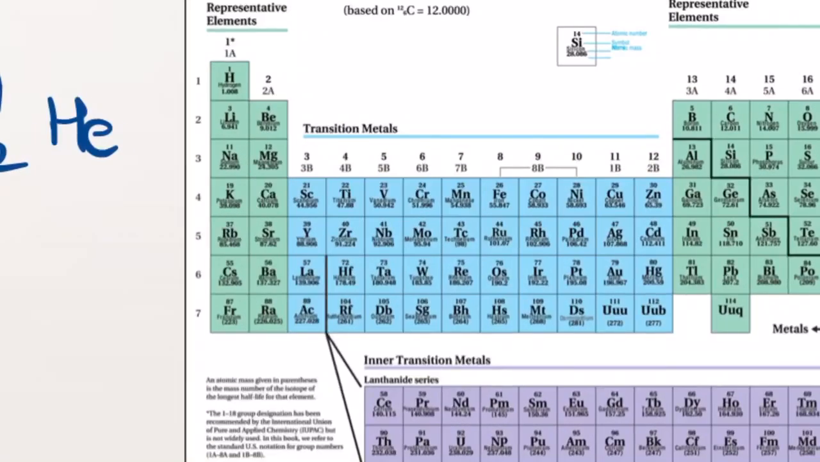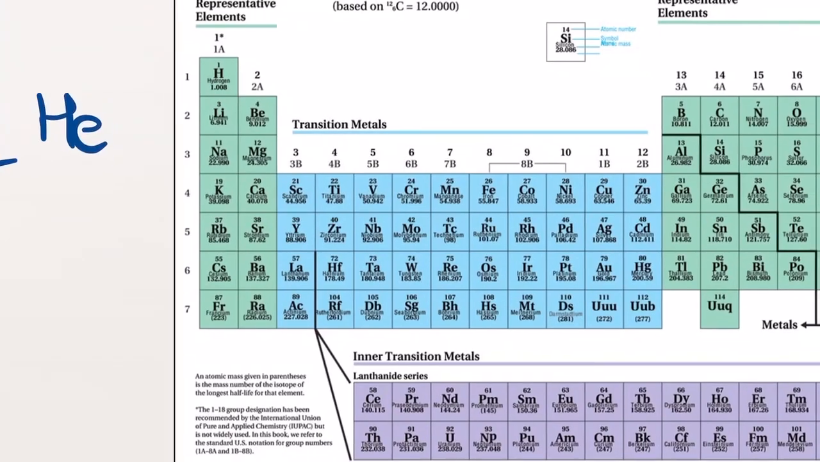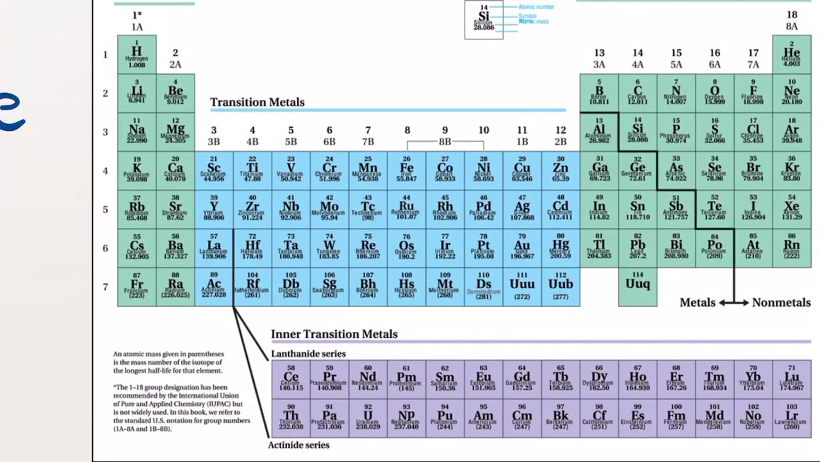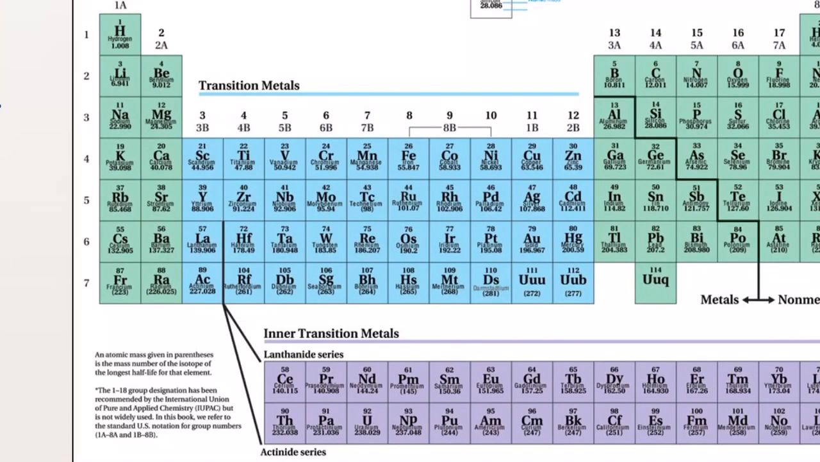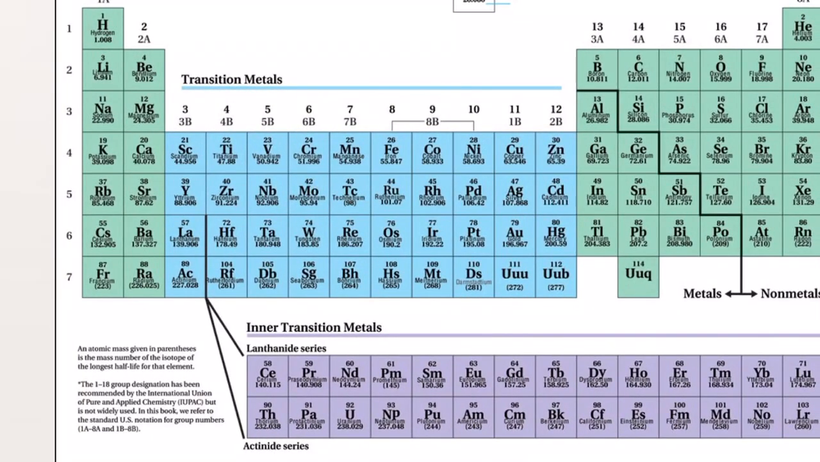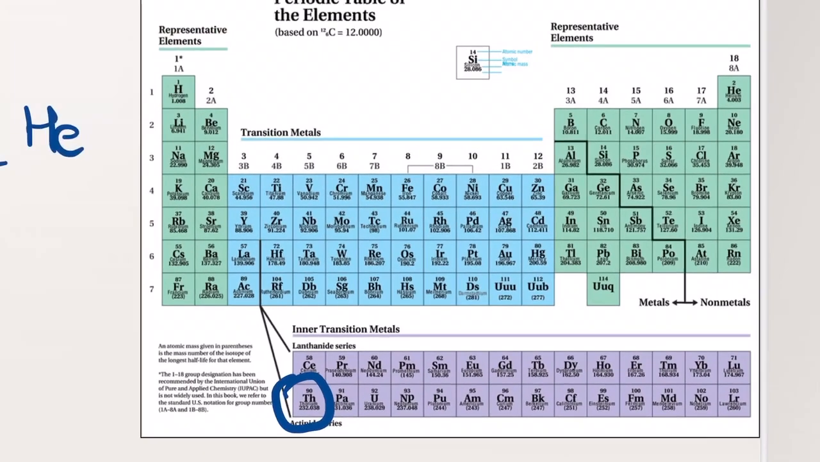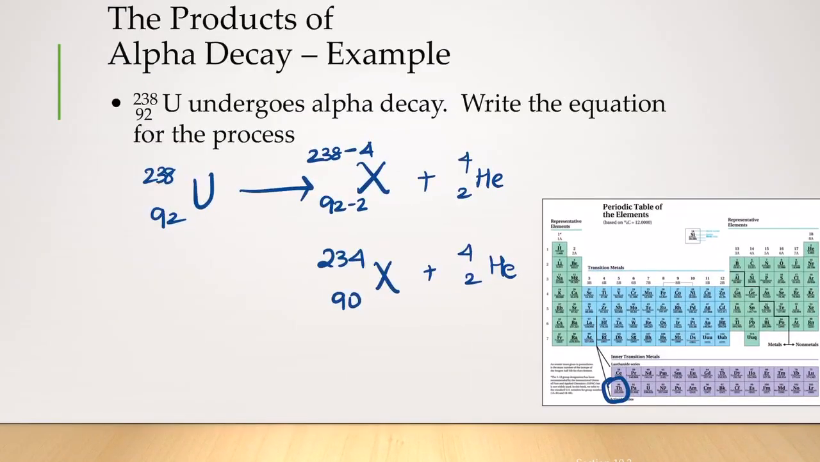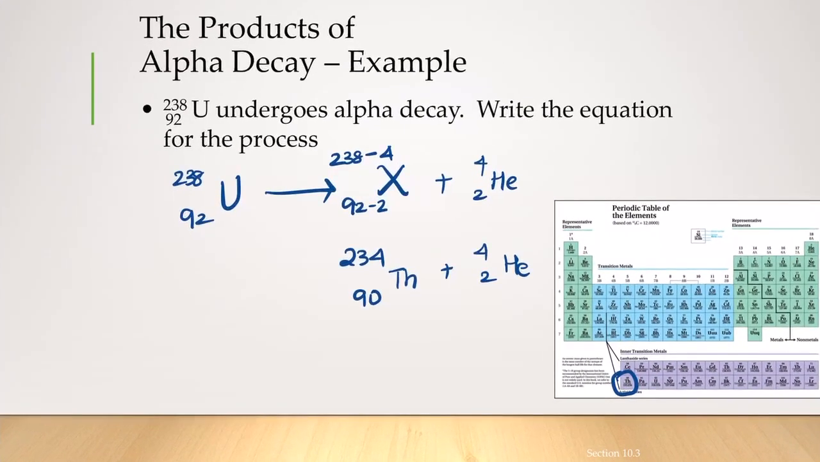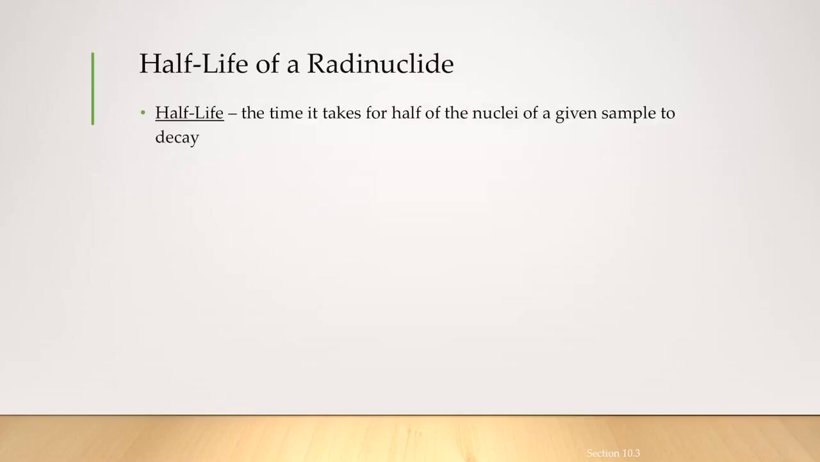Okay, and I go to the periodic table and find what is 90. Okay, so 90 is right there, which is thorium, which has a symbol Th. So now I will replace the X with the symbol of the atom, which is Th.